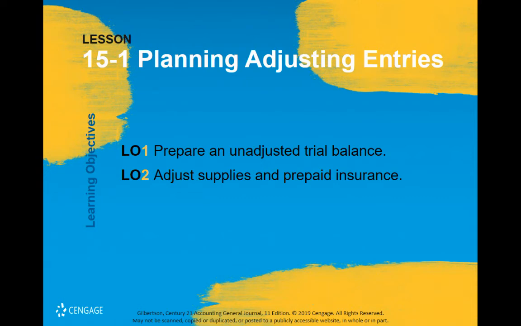Chapter 15 is going to be about adjusting entries. We did adjusting entries when you did your cycle for proprietorship, and we're going to do them again for a corporation. They're a little bit different, a little more in depth, a little more detailed, but that's what Chapter 15 is about. So we're getting ready to start doing the end of the fiscal period steps.